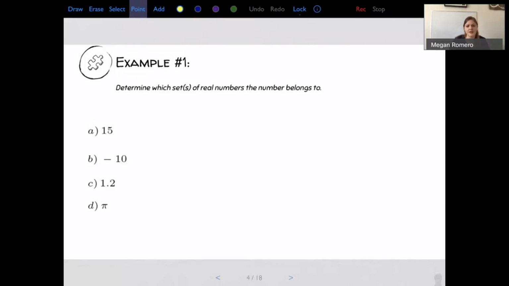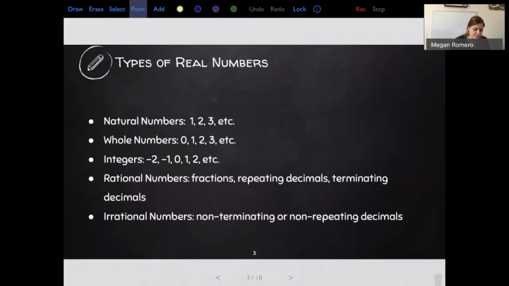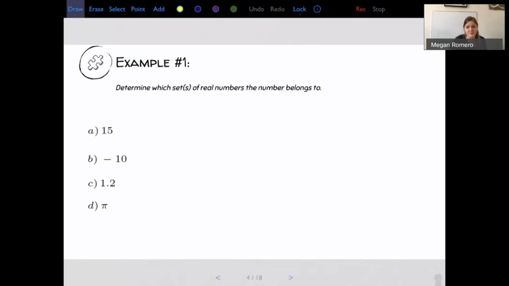Example 1. Determine which set or sets of real numbers the number belongs to. Now it's important to note, as you can see from the previous slide, that a number might belong to many sets, such as 2 is a natural number, it's also a whole number, it's also an integer, and actually it's also a rational number because it can be written as 2 over 1, which is a fraction. So when you're looking at which set a number belongs to, make sure you include all possibilities.